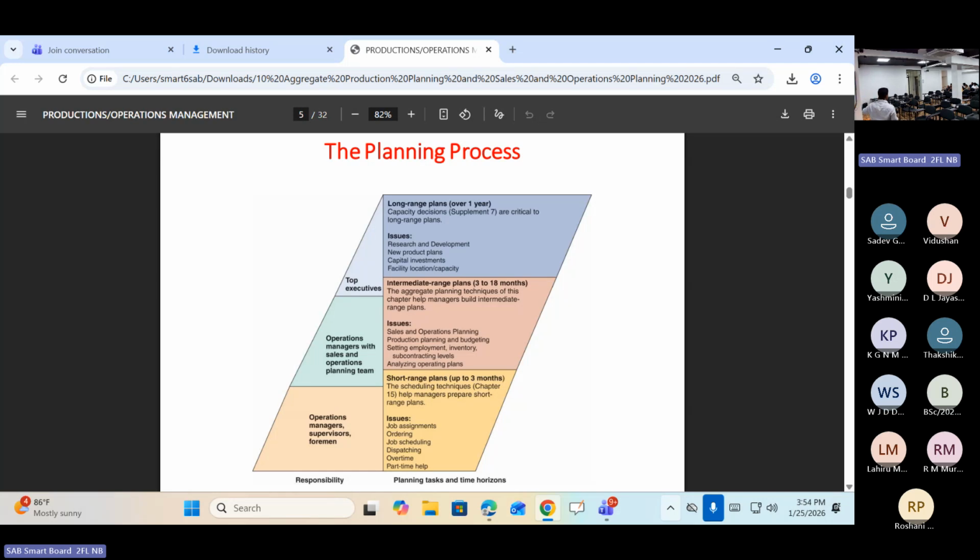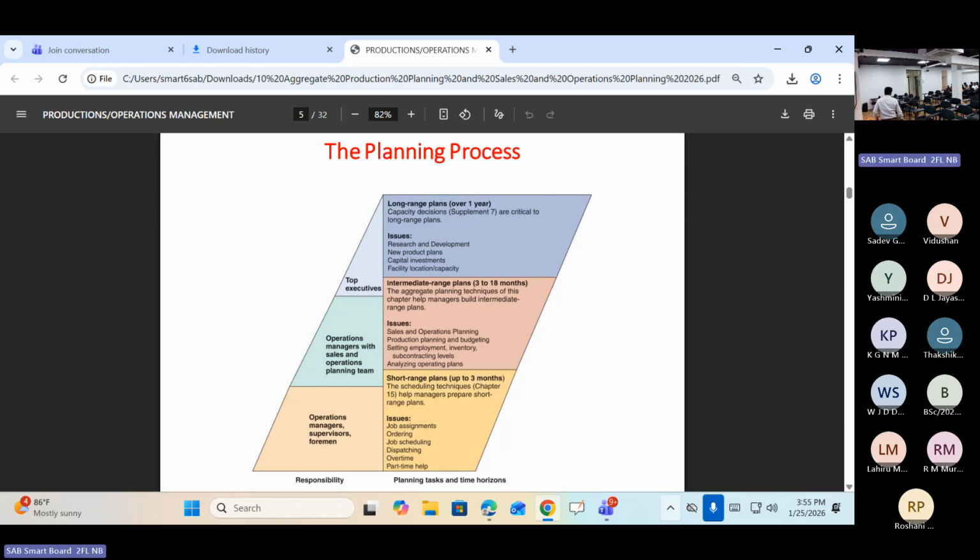Then such plans are taken down to the monthly or weekly level plans that we call short-term production plans. Usually it is the factory managers, operations managers, and the lower level operations managers like supervisors, foremen, team leaders and all, who further specify the production plan, involving scheduling. And then through techniques like job assignments, ordering, job scheduling, dispatching, deciding overtime, part-time help, and all the other production related daily, weekly decisions are made.